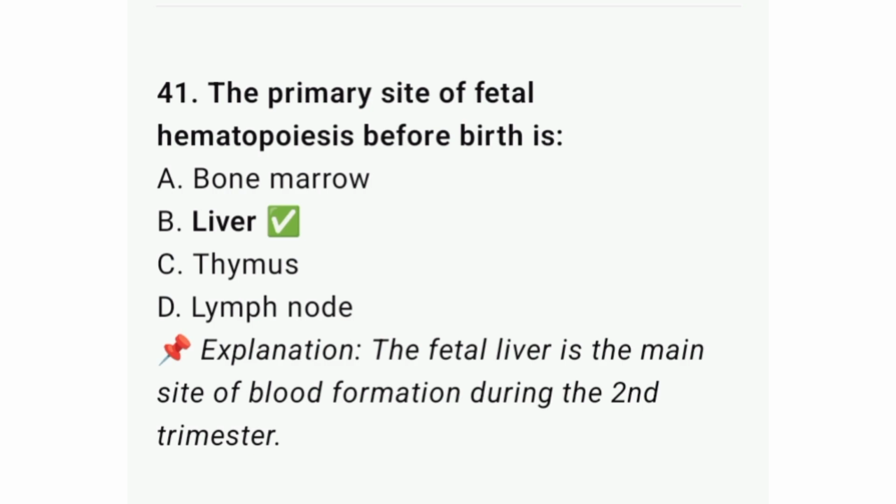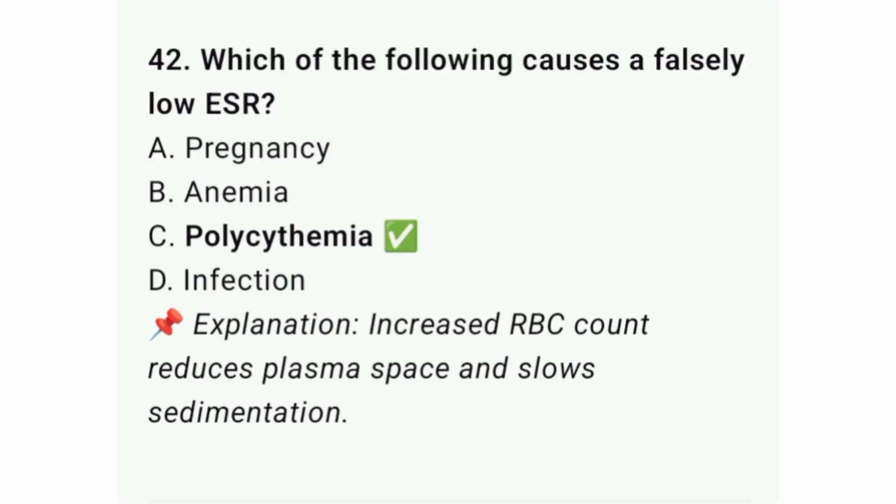The primary site of fetal hematopoiesis before birth is the liver. Hematopoiesis primary site in the fetus is liver. Okay. Which of the following causes a falsely low ESR? Polycythemia. Polycythemia is the case where a falsely low ESR is obtained. Okay.